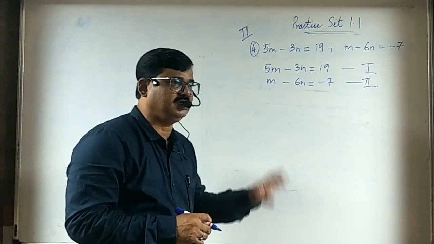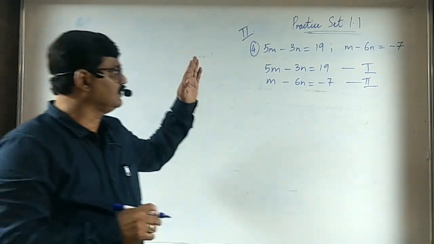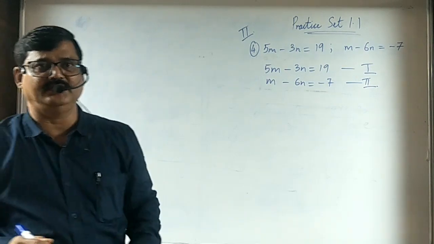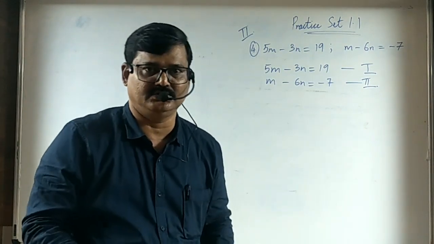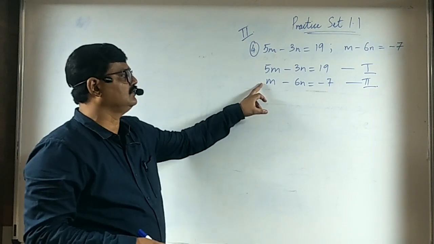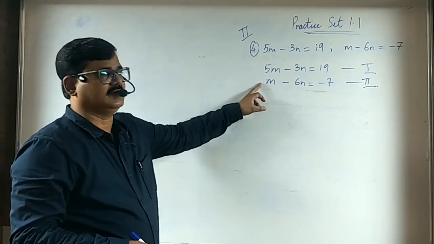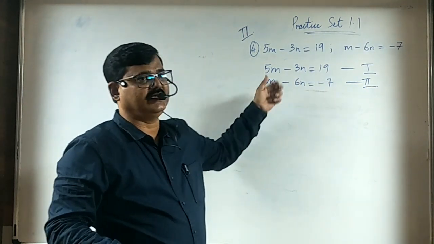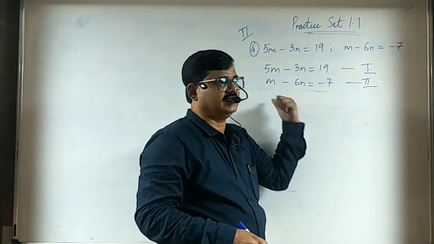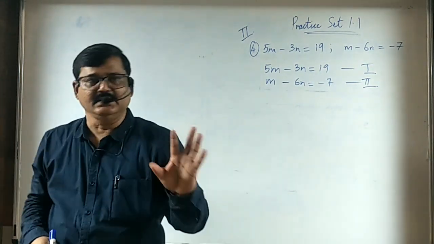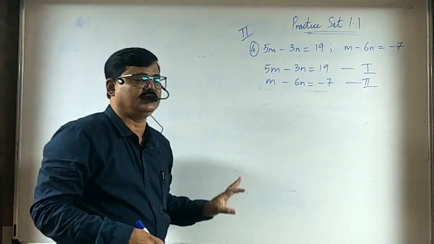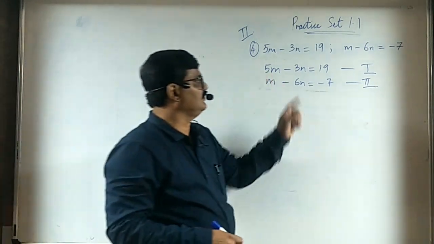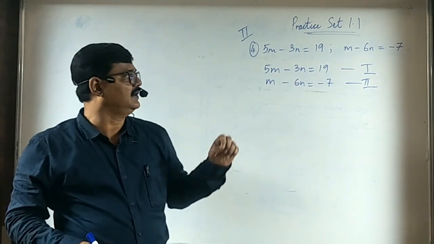The equalization can be done in both ways. You can equalize the m variable, or you can equalize the n variable. I'll show you both ways. Either way, whichever you like, you can do it. Now first, you can see that m is having 1. So I can multiply the second equation by 5, and I have to multiply throughout. So I can equalize m by just multiplying equation number 2 by 5. But what if I want to equalize the n variable?